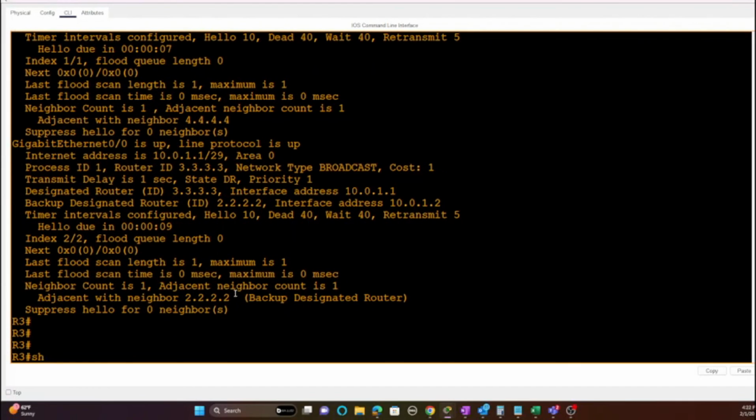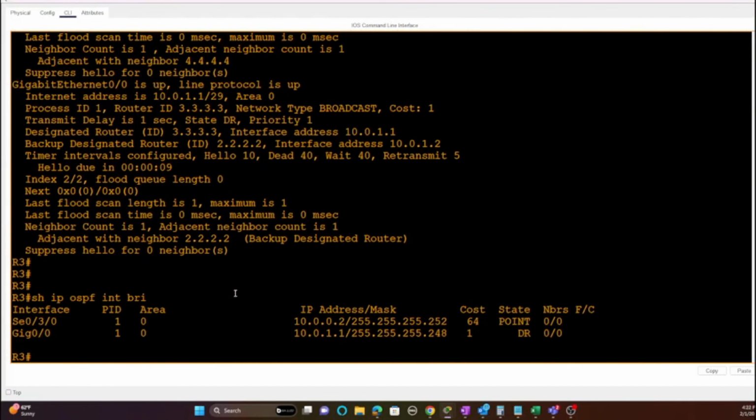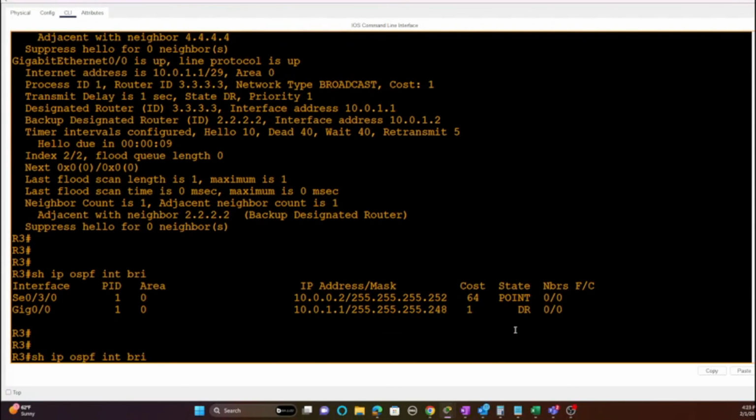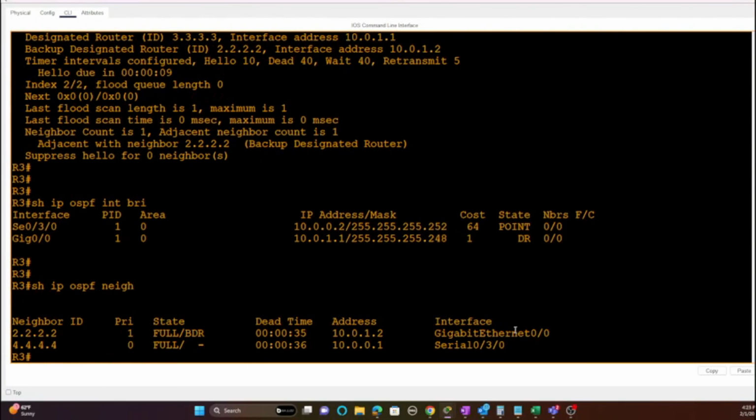But if you don't want to look at all of that, you can do show ip ospf interface brief. And boom, look, the state here is point to point. And then the state here is going to be DR. That's showing you that this is on a broadcast network type because there's a DR. And this is your state, DR, right? You're the designated router, because if we do show ip ospf neighbor, this is your neighbor's information. That's a BDR.